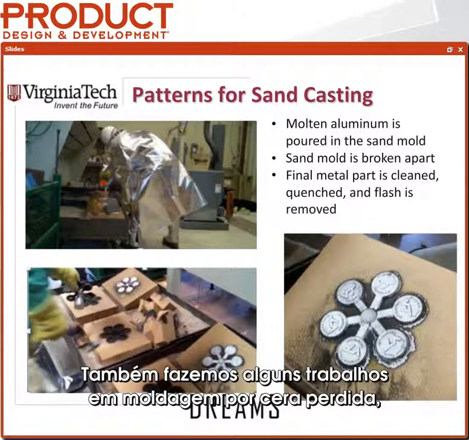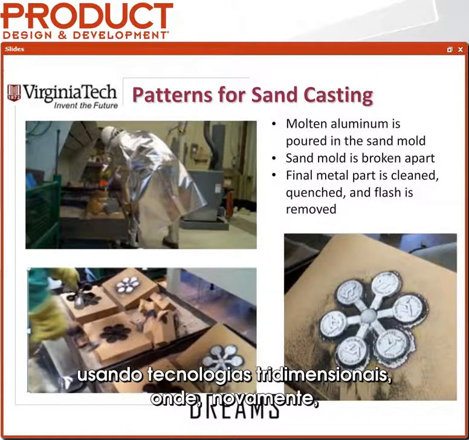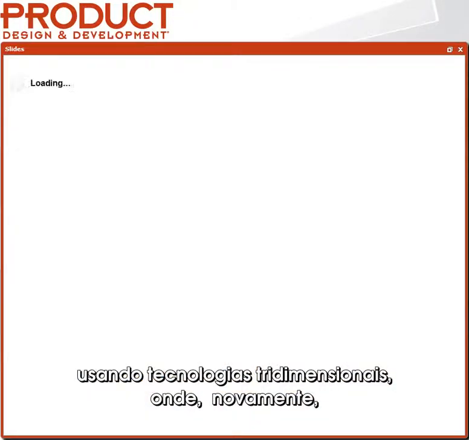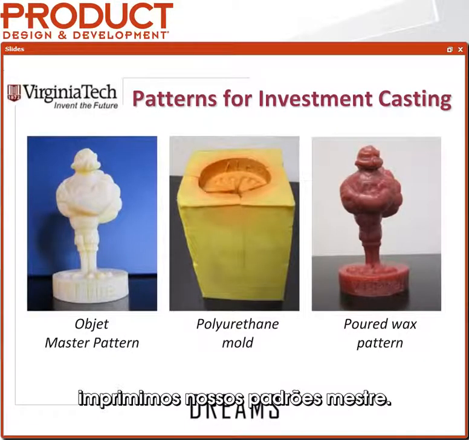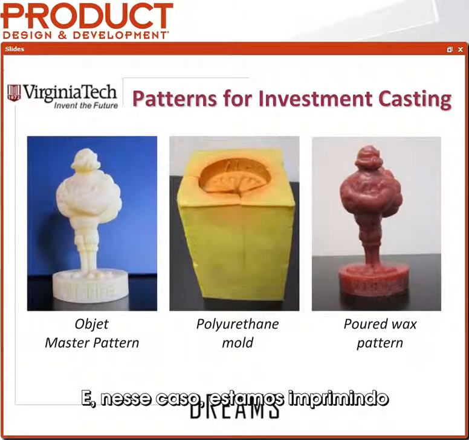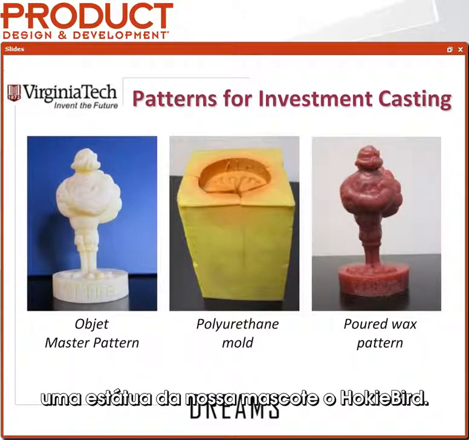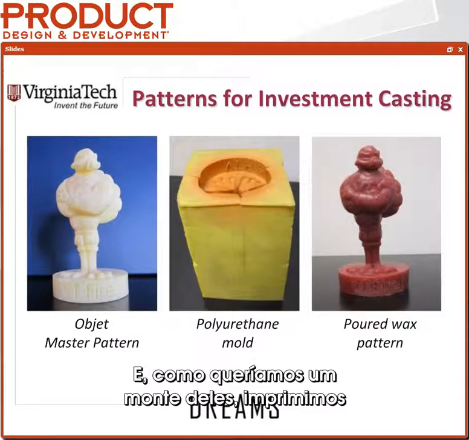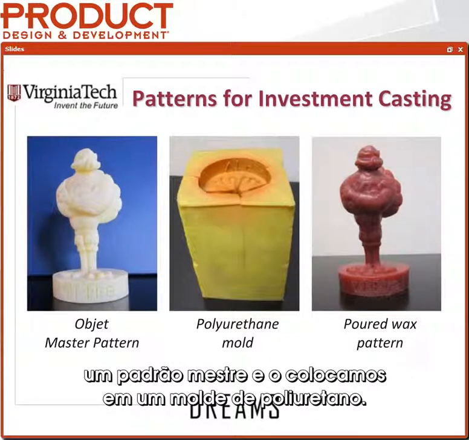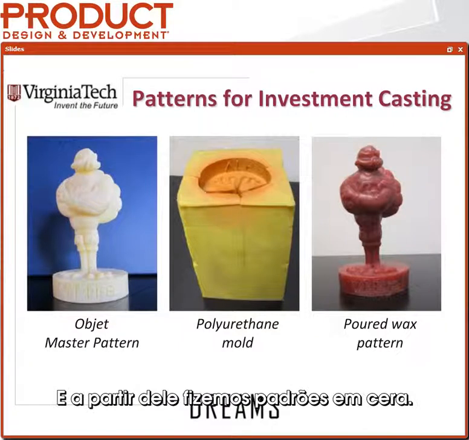We also do some work in investment casting using three-dimensional technologies where, again, we print our master patterns. And in this case, we're actually printing a statue of our mascot, the Hokie bird. And since we wanted so many of these, we printed one master pattern, then put it into a polyurethane mold, and then we made wax patterns from that.